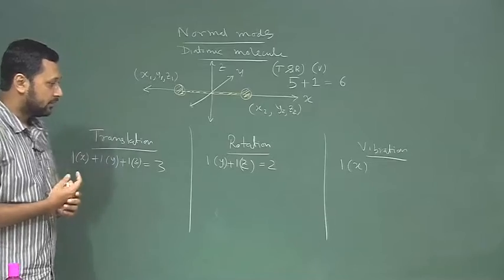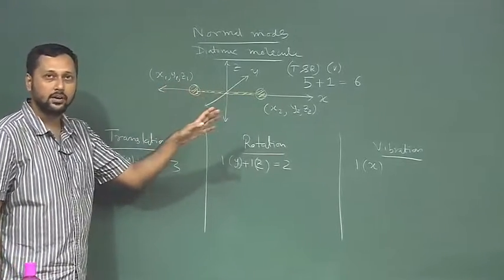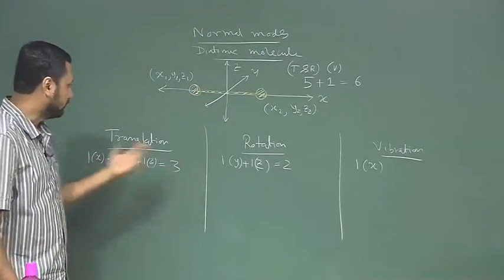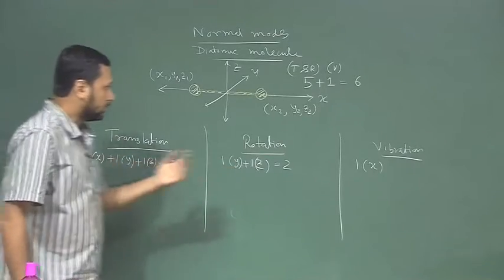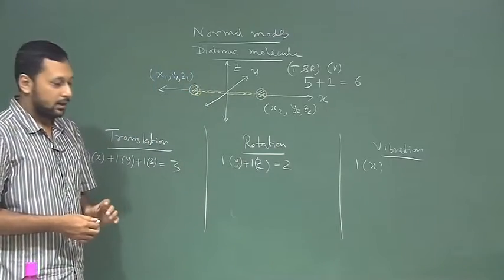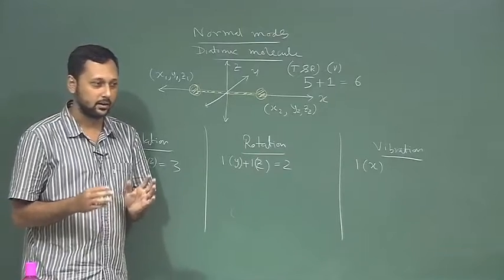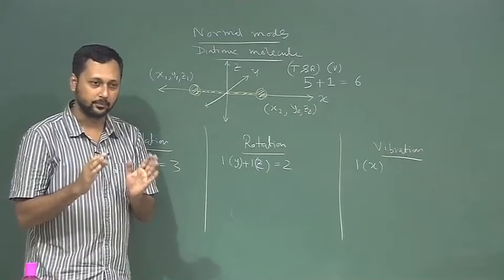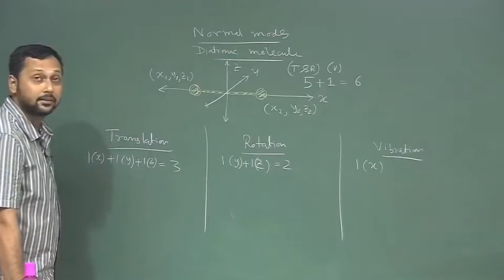Now, what we will try to do is find a combination of these coordinates, each of which will talk about one particular type of motion. It could be a rotation around z, it could be a translation along x, or it could be a vibration along x, right. So let us try to get the combinations which will give us the correct description. Let us first take the translation along x.